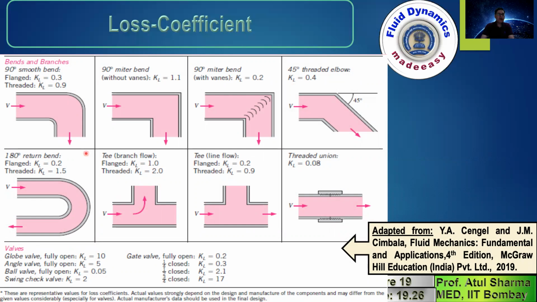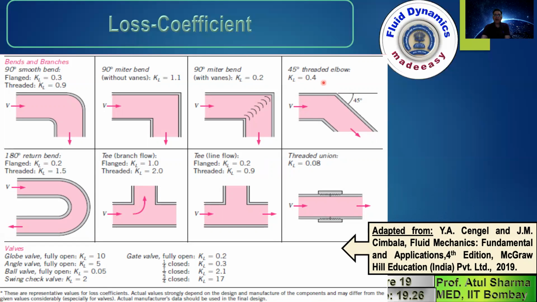Now finally, for various pipe fittings and valves, this slide shows the loss coefficient which has been again obtained from the experiment. This is for bends, and in bends you can have different types of joint, flange joint or a threaded joint, and that leads to a different loss coefficient as shown here. For a flanged, the loss coefficient is 0.3, for a threaded it is 0.9. This is a smooth bend. If you have a sharp bend, then this is the loss coefficient. If you have a sharp bend, but if you have vanes or blades inside, then the loss coefficient reduces.